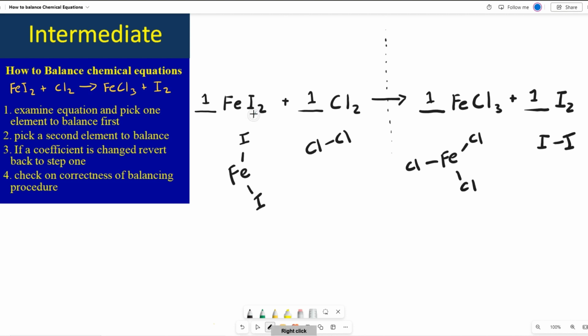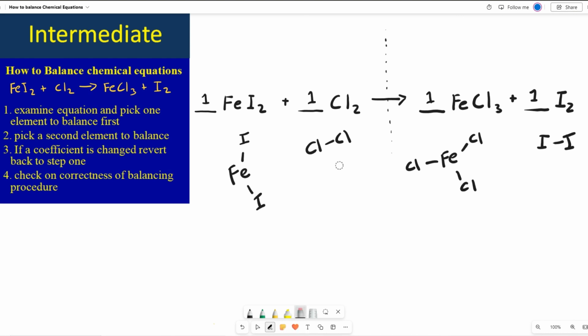Now we're going to take a look at the second element, iodide. I have 1, 2 iodides on the left, and I have 1, 2 iodides on the right. Great, that element's taken care of. I don't need to change any of the coefficients. Then we take a look at the third one, chlorine. I have 1, 2 chlorines on the left, but I have 1, 2, 3 chlorines on the right. They're not the same. I need more chlorines on the left.